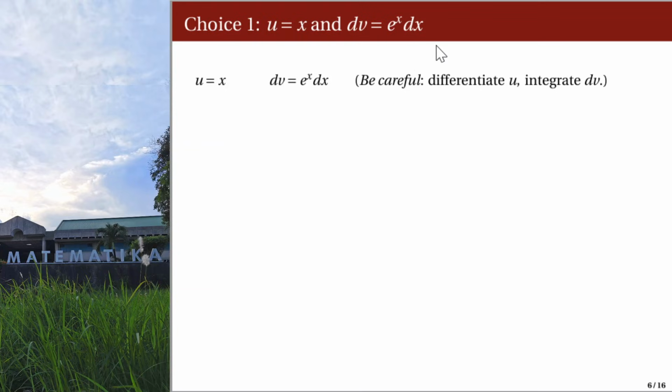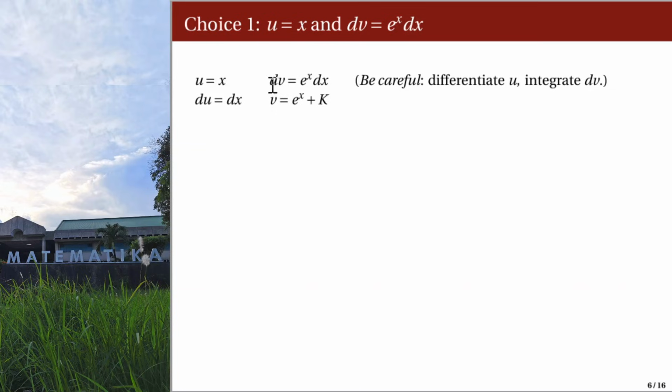Then, ang first natin gagawin is lista natin yung u and dv na pinili natin. Then, the next step is crucial. We must differentiate u and then integrate dv. Okay? So, differentiate dapat yung u. So, anong derivative nitong part na to? This will be du equals dx.